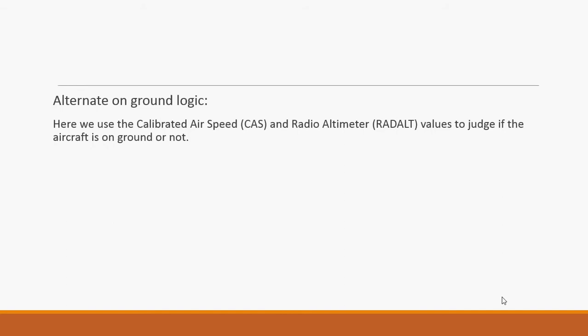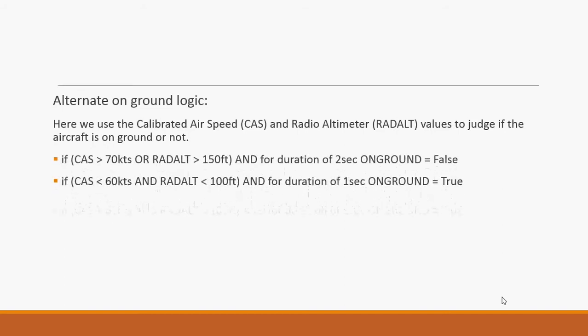Alternate on-ground logic uses CAS, calibrated airspeed, and RADALT, radio altimeter values, to judge if the aircraft is on ground or not. System requirements say that if CAS is greater than 70 knots or RADALT is greater than 150 feet and for a duration of 2 seconds, on ground equals false, that is, the aircraft is in air. If CAS is less than 60 knots and RADALT is less than 100 feet and for a duration of 1 second, then on ground equals true.